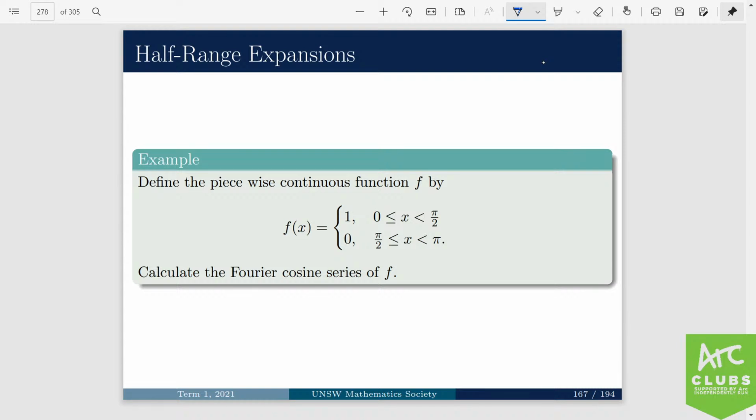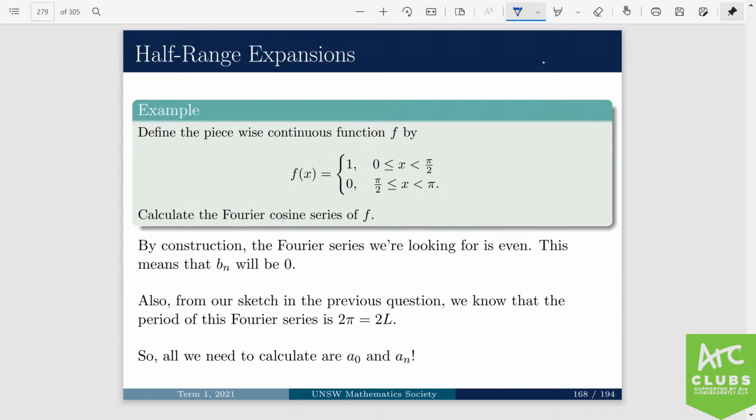Then, what we want to do is calculate the Fourier cosine series of f. I noticed this notation is interchangeable within all the exams, like even or cosine, or odd or sine. It interchanges a lot, so I wanted to include it here just so we remember what it means.